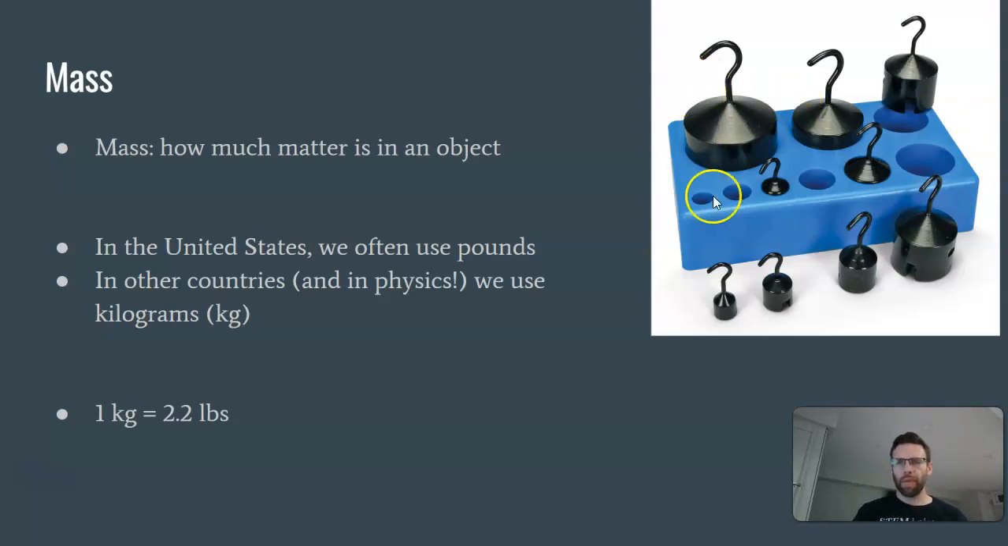You might have seen a mass set like this. So the bigger mass of the group is 1 kilogram. A person like me might weigh 80 kilograms. So just to kind of put that into perspective, how big is a kilogram? And 1 kilogram is 2.2 pounds.